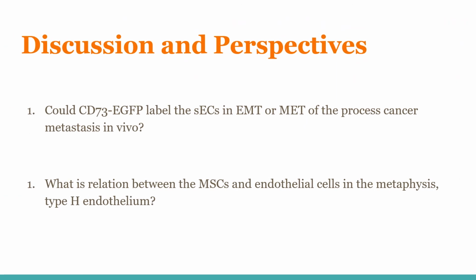For discussion, could CD73 EGFP still label the sinusoidal endothelial cells in the cancer metastasis process like EMT and MET, the transformation of endothelial cells and mesenchymal cells? And what is the relation between the MSC and the type H endothelium, the specific type of EC cells in the metaphysis?